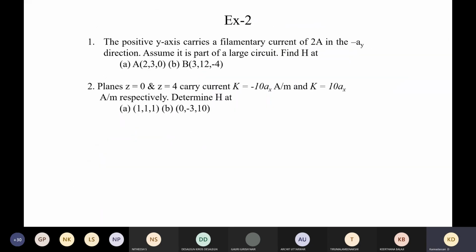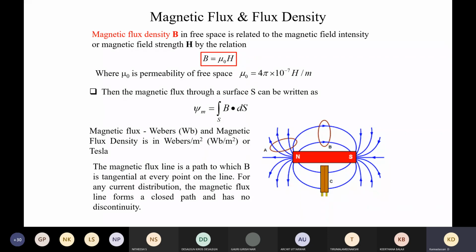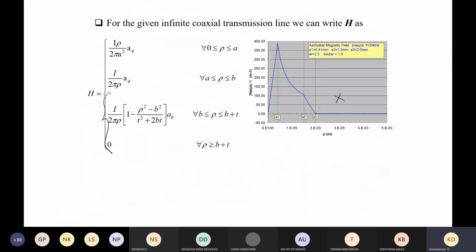I have completed Ampere's law and Biot-Savart law related topics. Next we will go to magnetic flux in the next class onwards. So study well for the quiz.